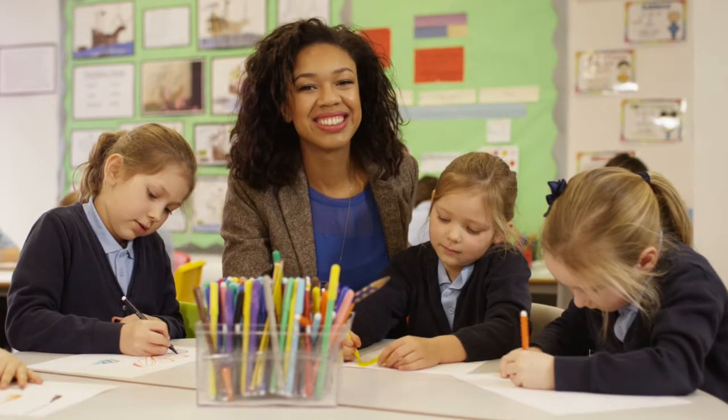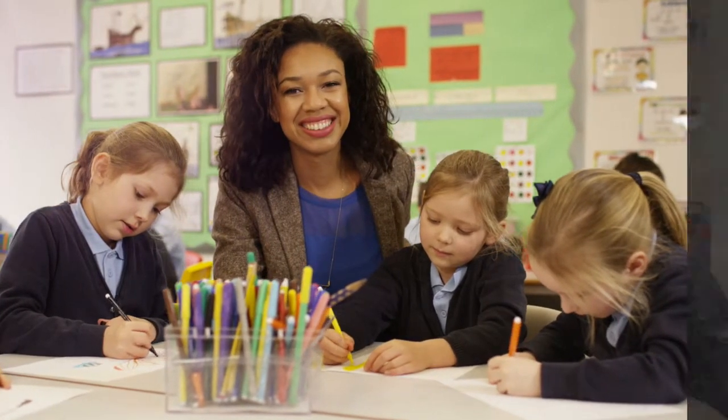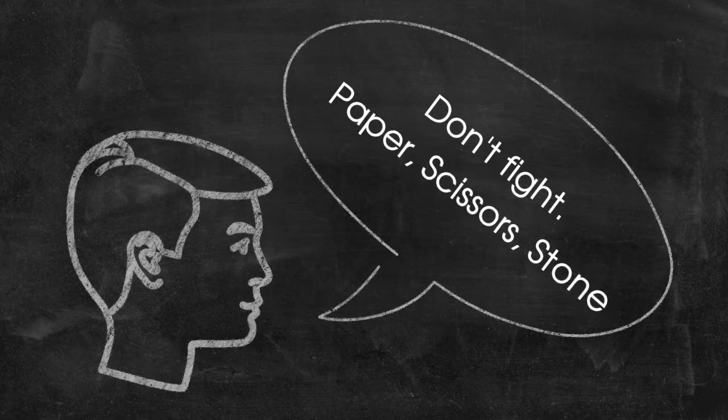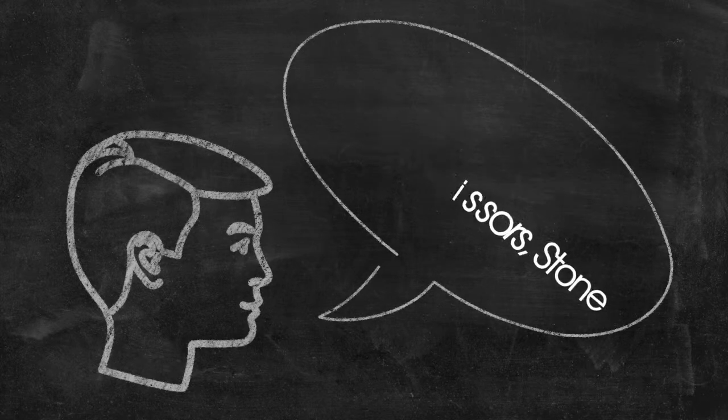And so I always teach my ELL beginners a simple phrase. And that phrase is, "Don't fight, paper, scissors, stone." And so the students, whenever they have some sort of conflict, and they come to me and they tell me about it, I ask, "What do you do?" And they say, "Don't fight, paper, scissors, stone." And they play paper, scissors, stone. And the winner gets to choose.